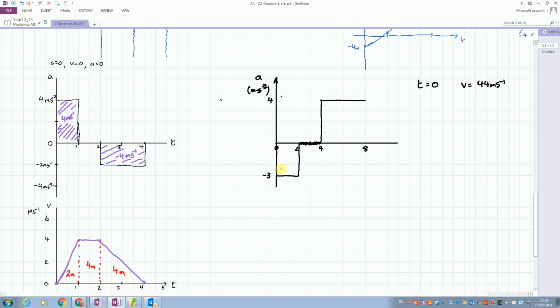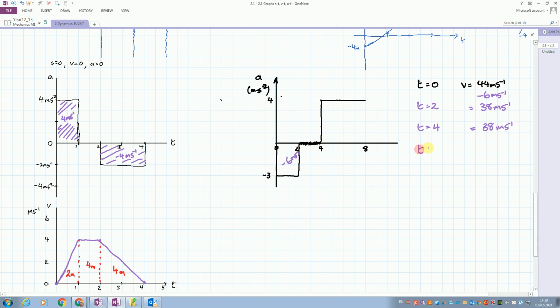What we can realise is this time slot here, we are getting an area of -6 meters per second. So at the end of 2 seconds, we subtract 6 meters per second from our initial velocity, and the velocity now will be 38 meters per second. Up to time 2, we got no change. So no change, the velocity stays the same at 38 meters per second.